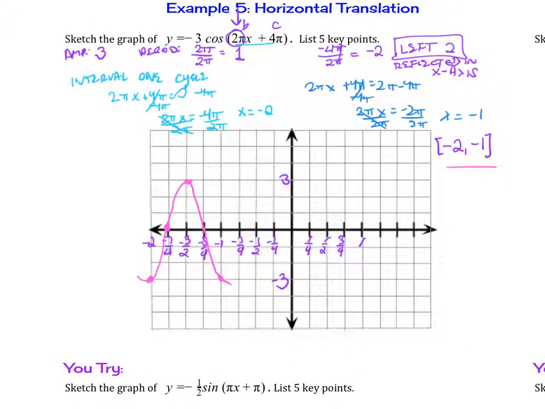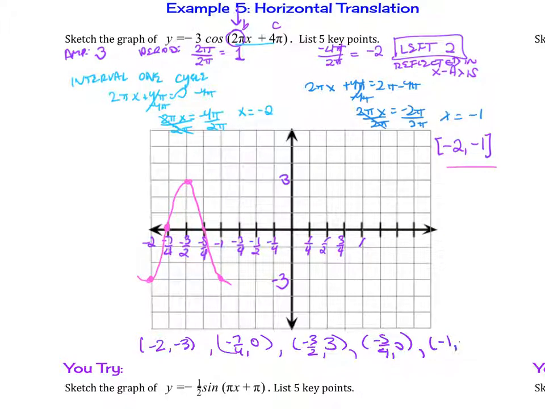Now the last part is just to label the ordered pairs. So at negative 2, we're at negative 3. Then at negative 7/4, we're at 0. Then at negative 3/2, we're at positive 3. Then at negative 5/4, we're at 0. And then at negative 1, we're back at negative 3.